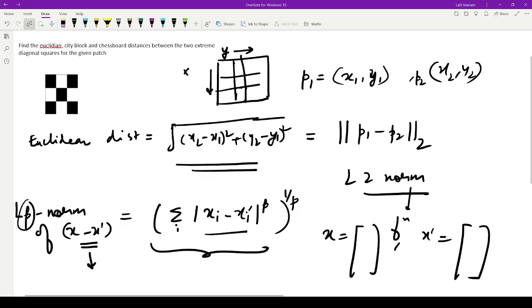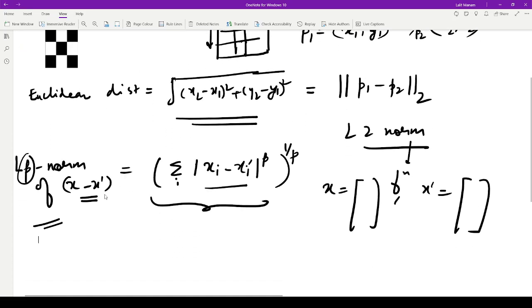Yes, sir. So if you replace p with 2, it looks similar to this. This is something which is generally taught in linear algebra, so some of you might know it. Given this, the formula looks quite simple. We'll just try to link this with others as well. What is city block distance?